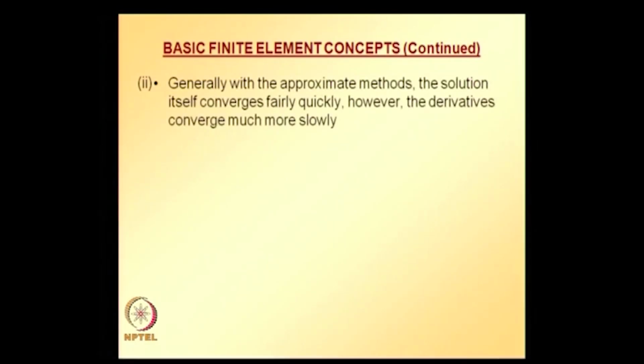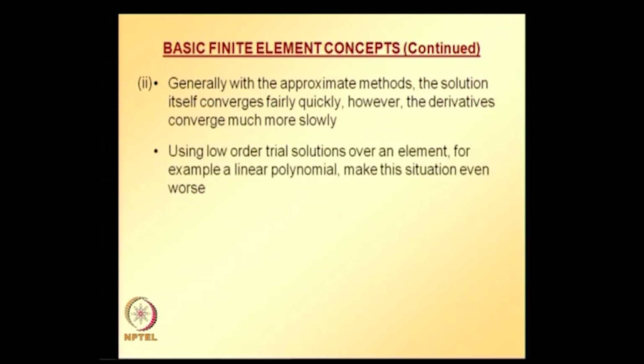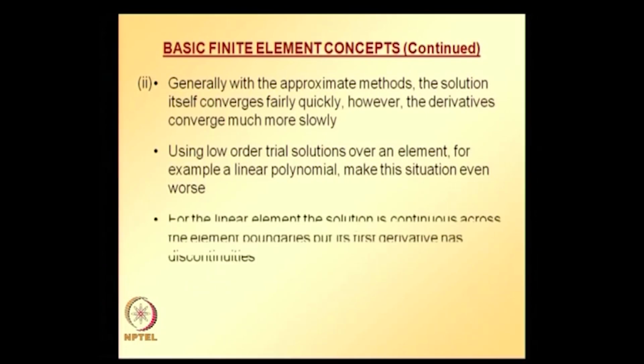Generally, with approximate methods, the solution itself converges fairly quickly. However, derivatives converge much more slowly. This is what we have observed. Using lower order trial solutions over an element, for example a linear polynomial, makes this situation even worse. For linear elements, the solution is continuous across element boundaries, but its first derivative has discontinuities.